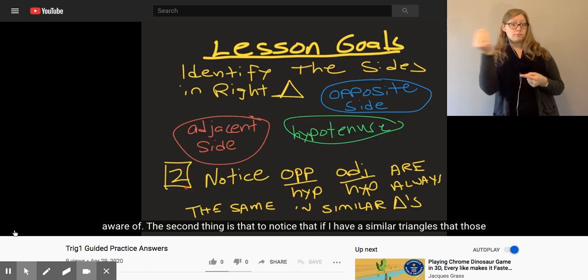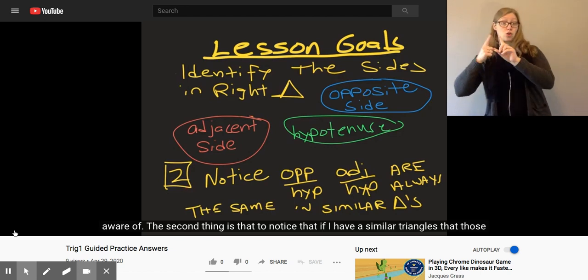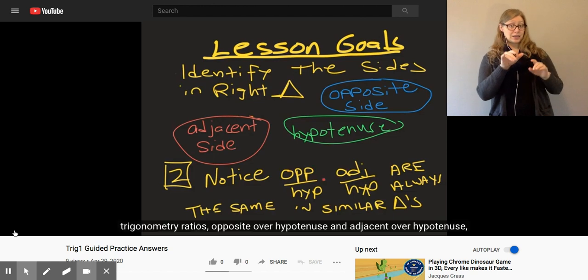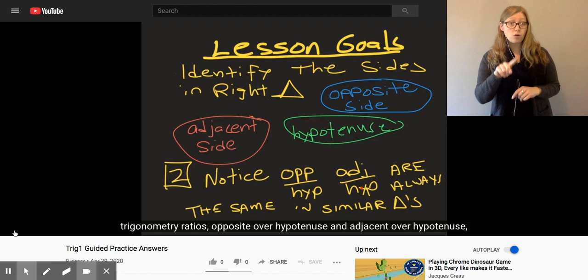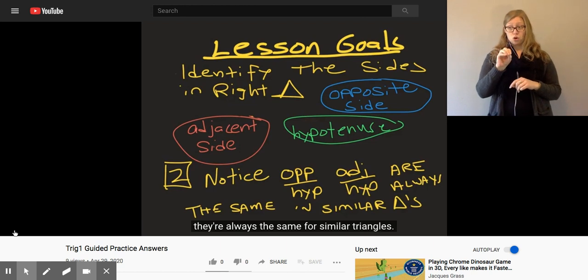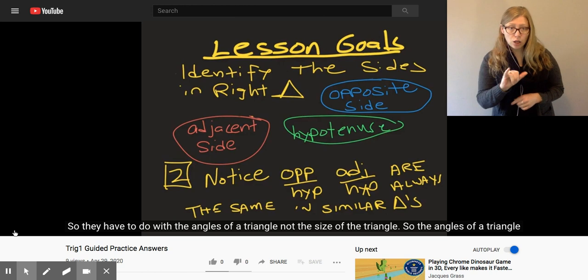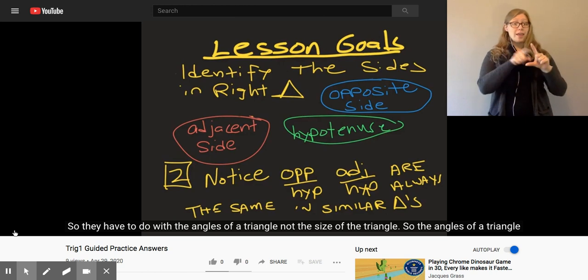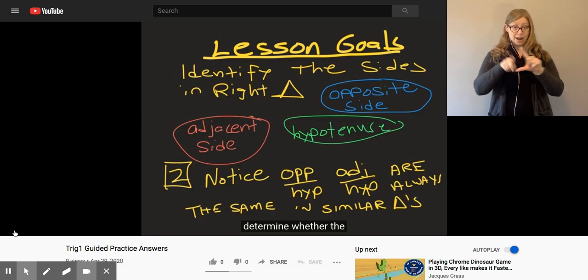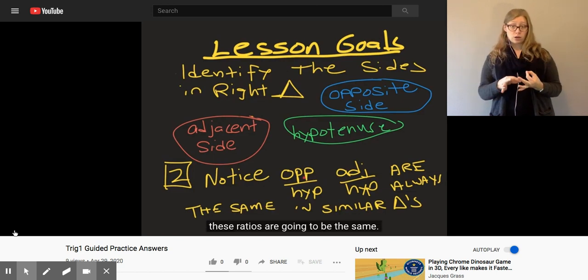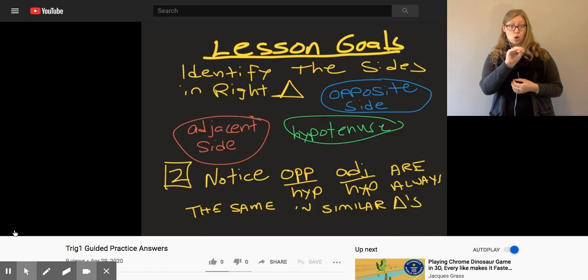The second thing is to notice that if I have similar triangles, those trigonometry ratios, opposite over hypotenuse and adjacent over hypotenuse, are always the same for similar triangles. So they have to do with the angles of a triangle, not the size of the triangle. So the angles of a triangle determine whether these ratios are going to be the same.